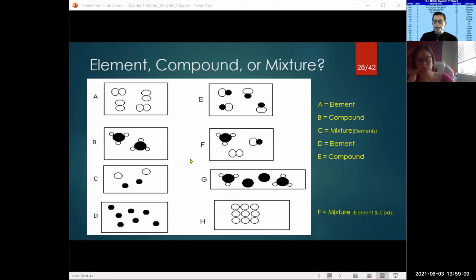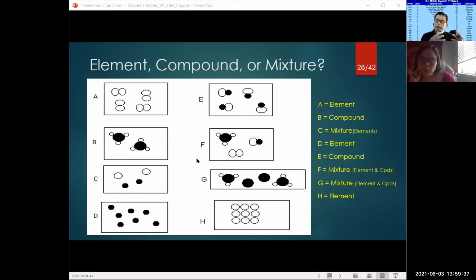And F definitely would be a mixture of an element and a compound, specifically a diatomic element right here, and two different compounds. G would be a mixture, okay, of an element again and a compound. And obviously H, you can see it's an element, and more importantly, you can see how structured it is. So I could also even conclude that H could represent a pure solid. The others, they're all moving around. It could be a liquid, could be a gas, but definitely not a solid.